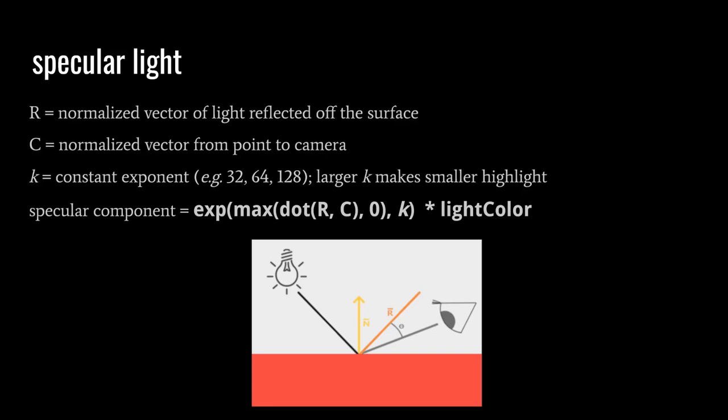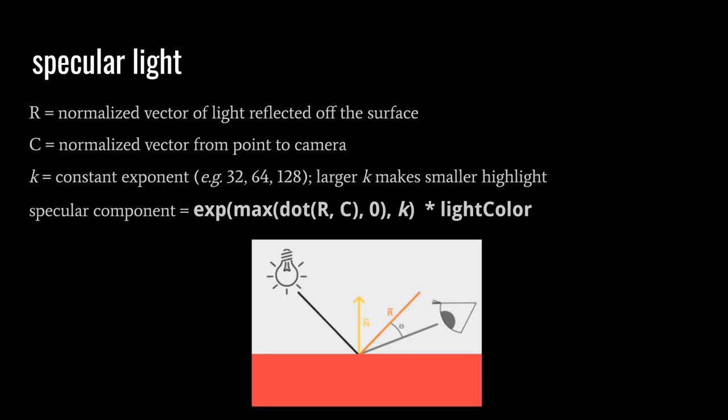So if we call the vector of light reflected off the surface and normalized R, and call the vector from the point to the camera, normalized, C, then, very much like with the diffuse component, we want to get the dot product of these two vectors, clamping any negative values at zero. But because we generally want the falloff to zero to happen before the angle reaches 90, we're going to raise the value to the power of some constant k.